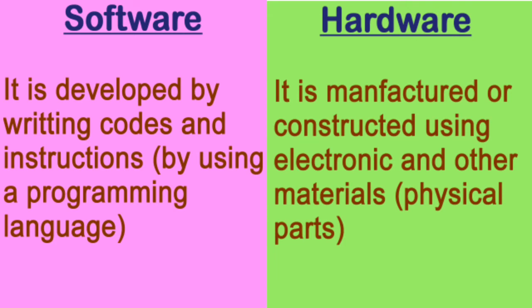Software. It is developed by writing codes and instructions by using a programming language. The phases of the software development lifecycle include planning, analysis, design, development, testing, implementation, and maintenance. Hardware. It is manufactured or constructed using electronic and other materials, physical parts.